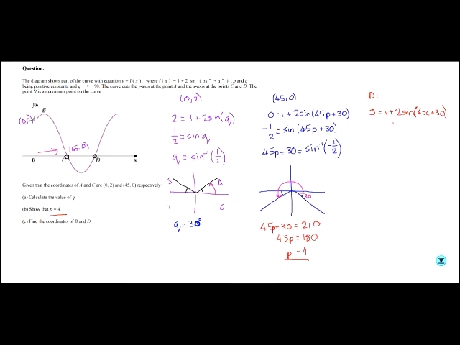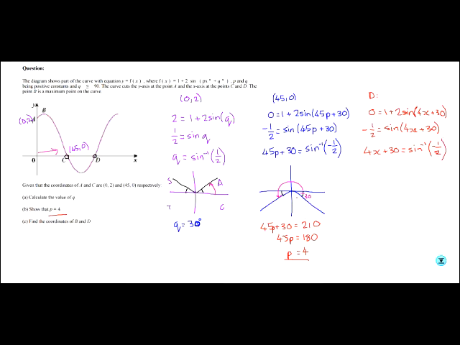Okay, let's go ahead and solve this. So again, that's going to be minus a half equals sine 4x plus 30. So 4x plus 30 is going to be the inverse sine of minus a half, which we've already worked out, and we've already got the CAST diagram drawn for.